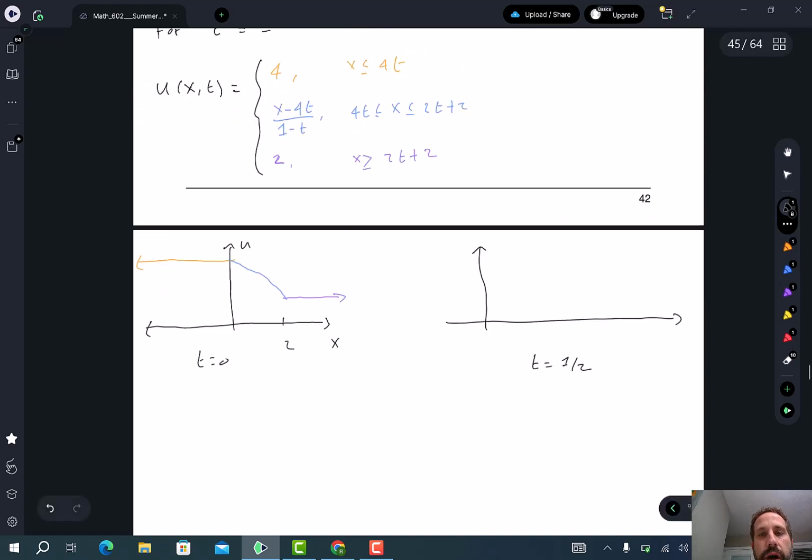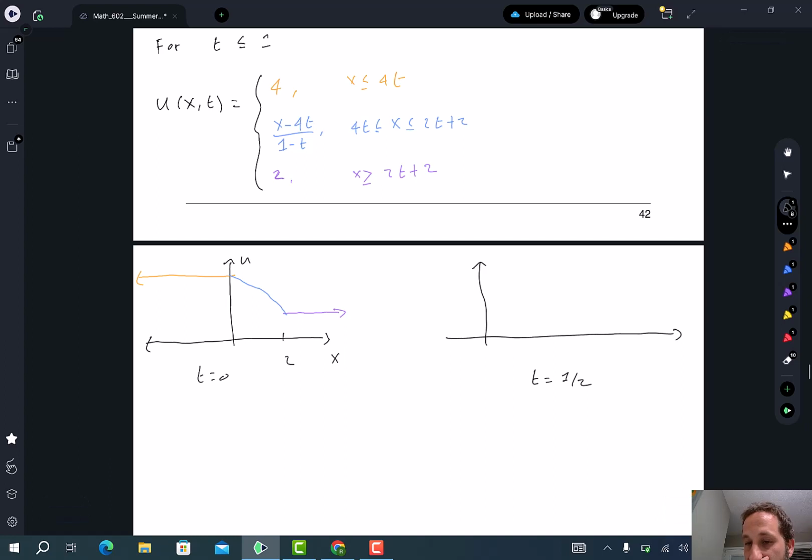If I come back here to my formula, if t is equal to 1/2, 4t is equal to 2. And then if I plug in t, it's 2 times 1/2, which is 1, plus 2 is 3. So this is going to be 3. So I know the solution will be equal to 4 here, it's going to be equal to 2 here, and then it's going to be the linear interpolation between.